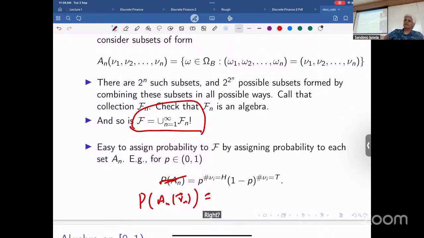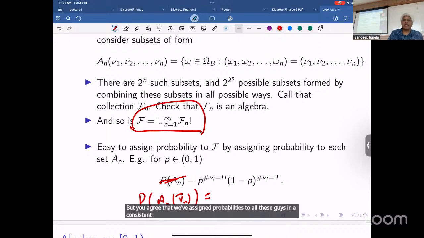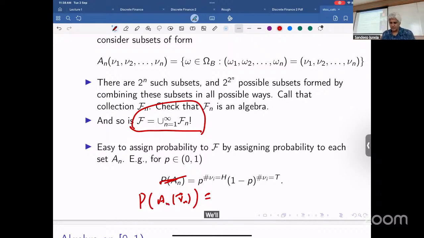Number of heads, number of tails, on this new outcome. That's a great point, that n should be mentioned. But you agree that we've assigned probabilities to all these in a consistent manner, and we have a justifiable reason to feel proud. We've achieved something. No problem so far.